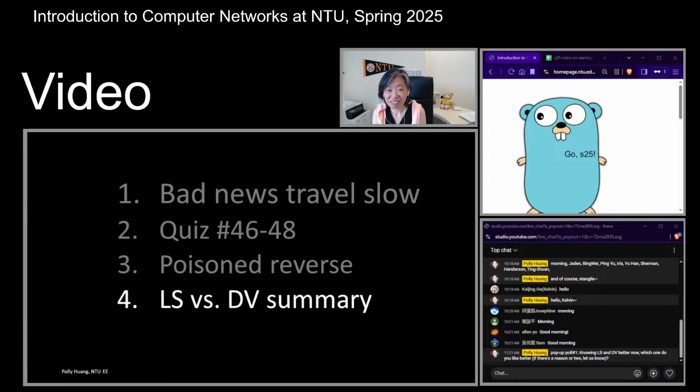All right, now you know link state and distance vector routing better. There's a pop-up poll on the live chat. Polly asked, knowing LS and DV better now, which one do you like better? If there's a reason or two, let us know. All right, so link state or distance vector? I know, it's hard, right? Link state is not that scalable, but distance vector is not that robust, not that predictable. Between the two, which one would you pick?